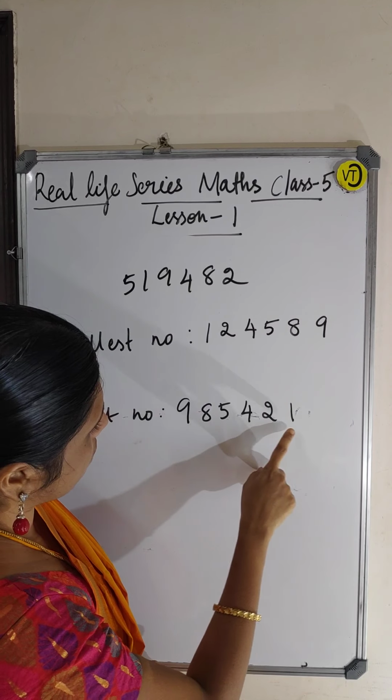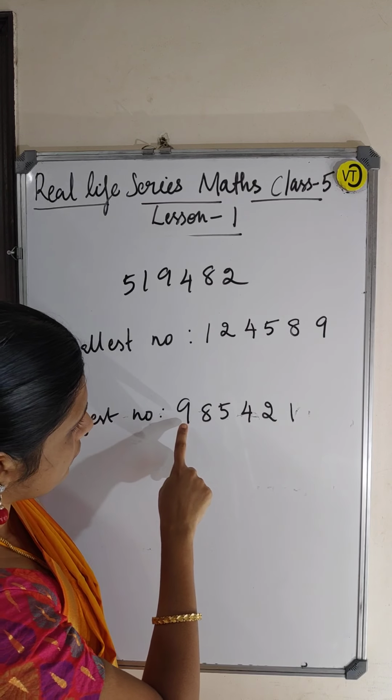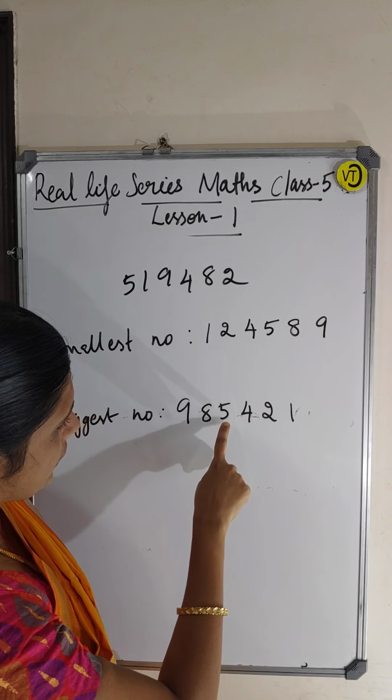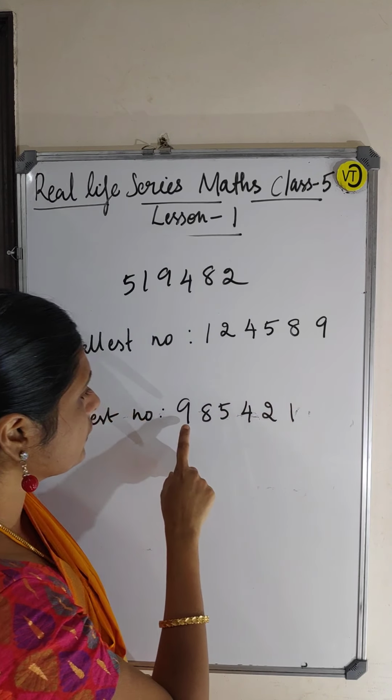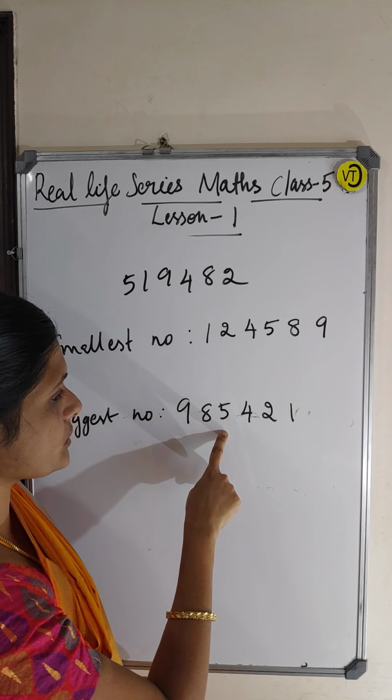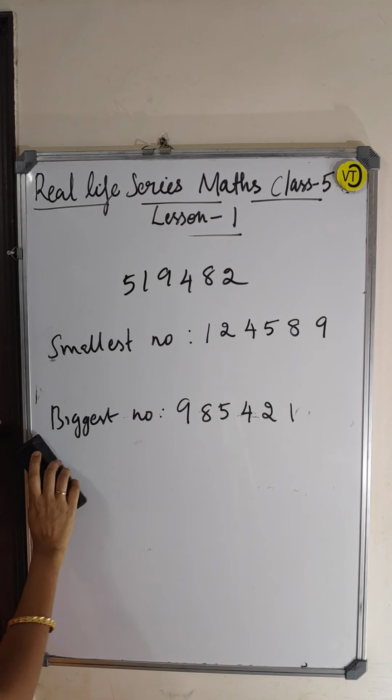Now ones, tens, hundreds, thousands, 10,000. This is ones, tens, 100, 1,000, 10,000, lakhs. So how do you pronounce it? How do you give the name here? So 9 lakhs 85,421. Right.